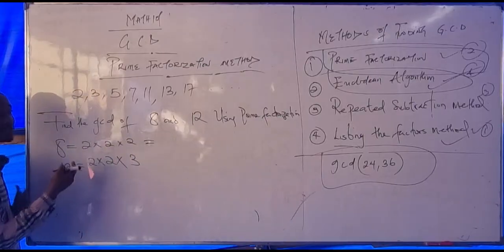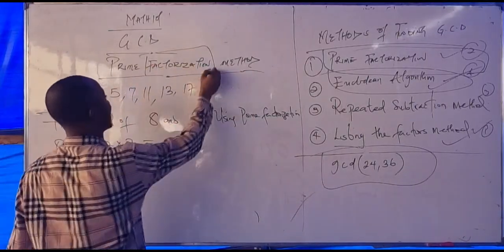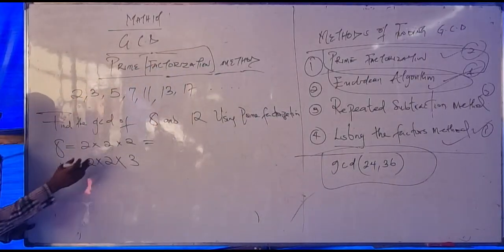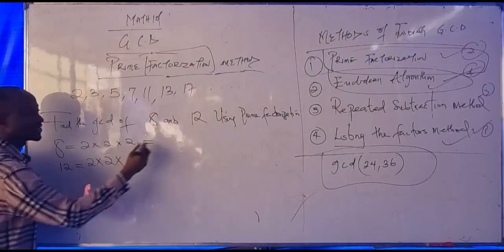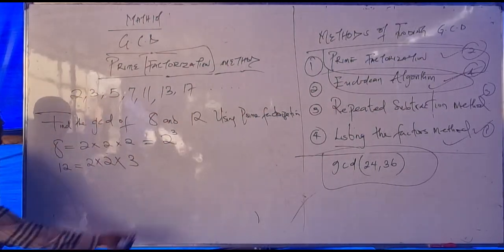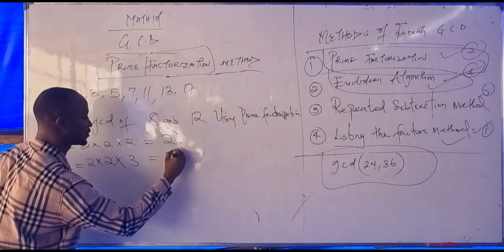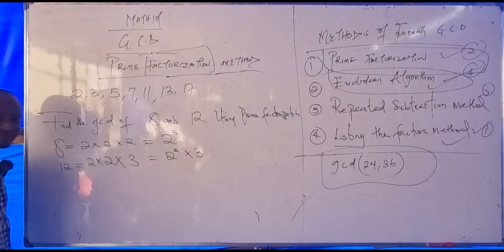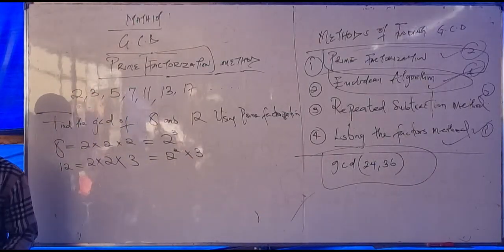This can be factorized. Now, this is where the word factorization comes in. I can factorize this 8 as 2 raised to 3. Are you aware? What about this? 2 raised to 2 times 3. Are you getting this here?